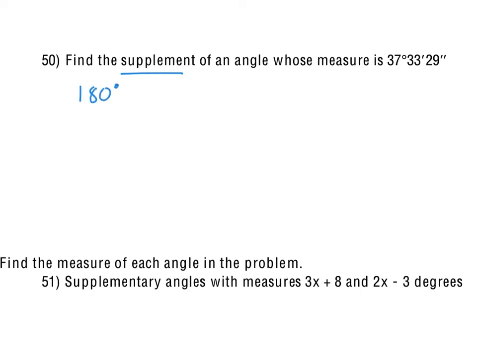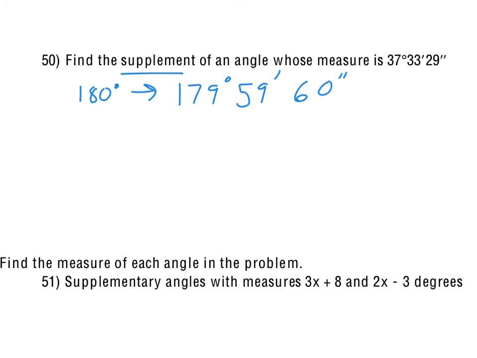Since we're looking for a supplement to an angle that has degrees, minutes, and seconds, we would convert that 180 degrees to 179 degrees, and then we would have 60 minutes, but we're going to borrow one of those minutes, just like we borrowed one of the degrees, and we're going to change that into 60 seconds. That symbol looks a little funny there, so let me fix that up here.